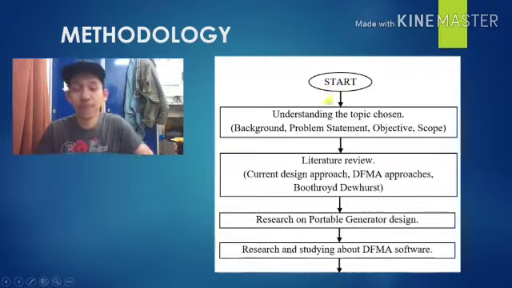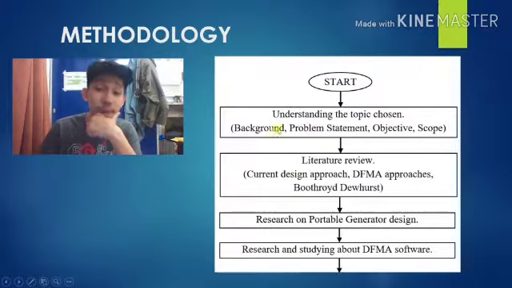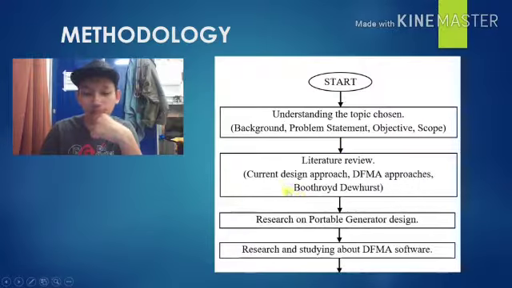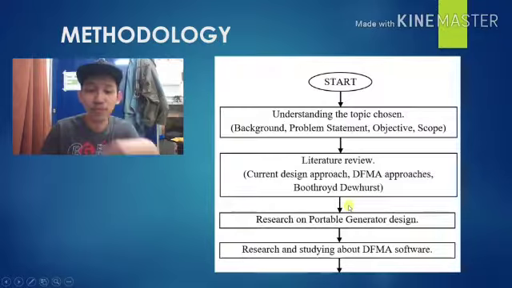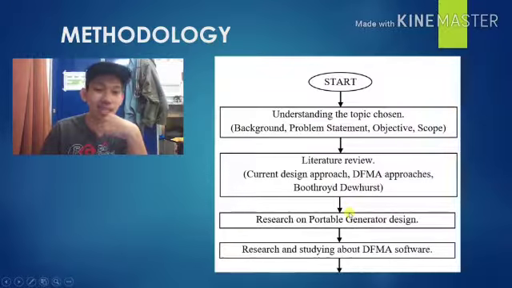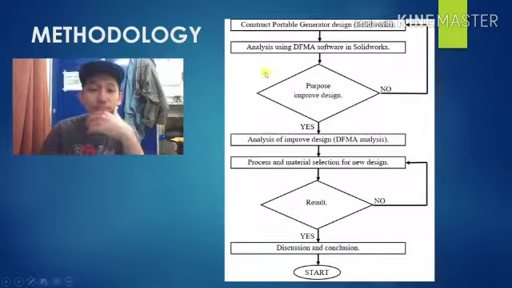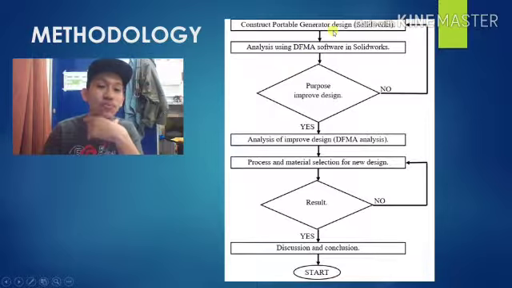We start by understanding the topic concern, which is the background, problem statement, objective, and scope. Then we move on to the literature review, where we research more about the design approach, the DFMA approach, and the product users. Then we research the product that we chose, which is the portable generator design. We also study more about the DFMA software, and then move to the construction of the generator design in SolidWorks software.